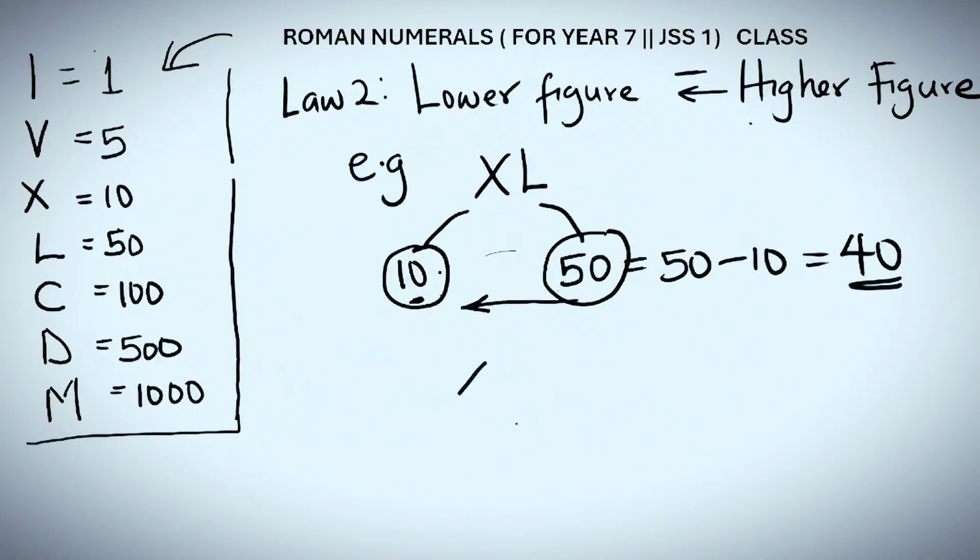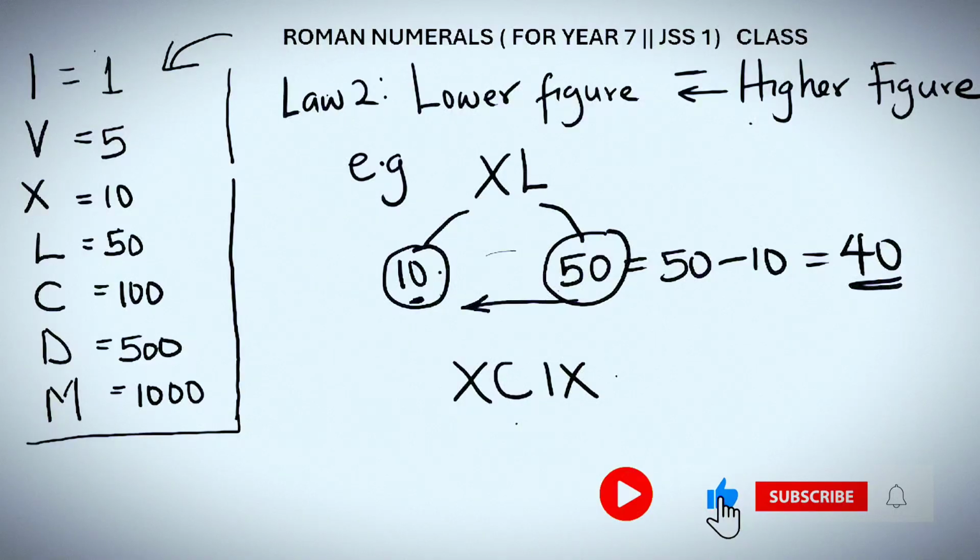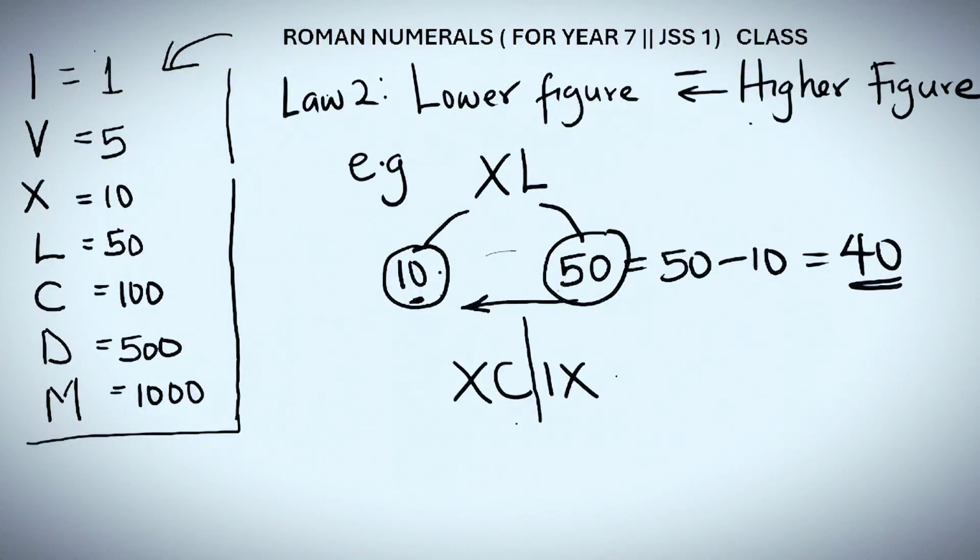So when we have something like XCIX, for instance, what's the answer to this value? It's very simple. When we have more than one figure, we break it into two. We'll take this section first, and afterward we'll take this section, and then we'll add both of them.